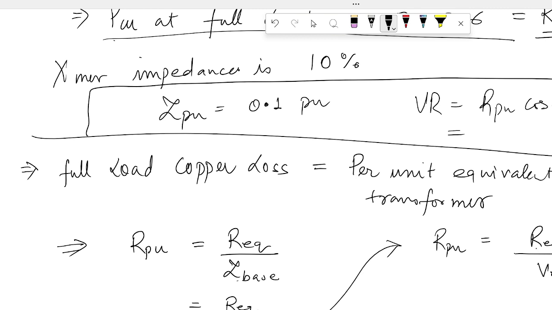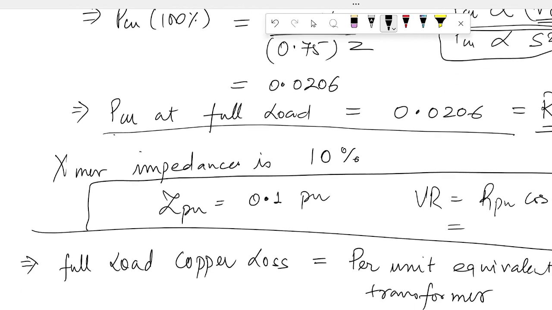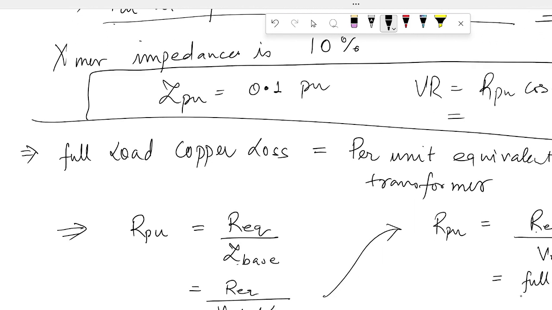This R equivalent into I rated, what is this? This is V rated, full load. Since the rated value of current is there, can I say this is the full load resistive drop? Yes, sir, because maximum current is flowing. So I can say it is the full load resistive drop, and this is divided by V rated. When anything is divided by V rated, this will become per unit. Remember, this is the full load resistive drop. I will tell you how it is equal to copper loss.